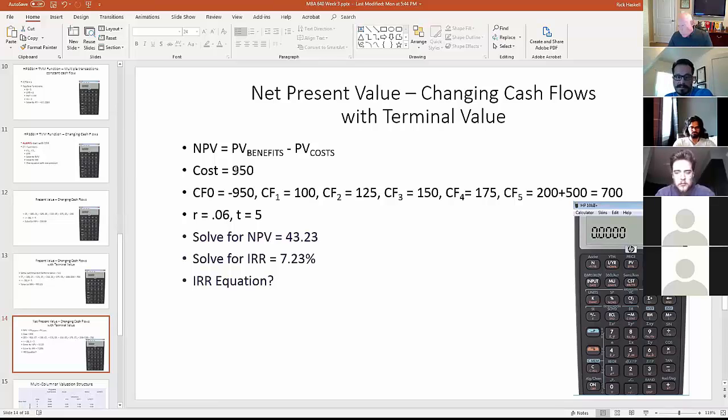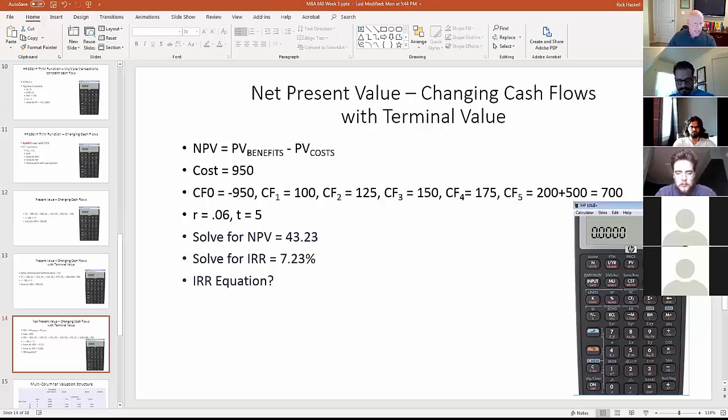Okay? So here I can now go ahead and start to plug these numbers in. I believe that my net present value is going to be 43.23, because that's the 993 minus the 950. It can be as simple as that. Let's see if I can get that number using the values.